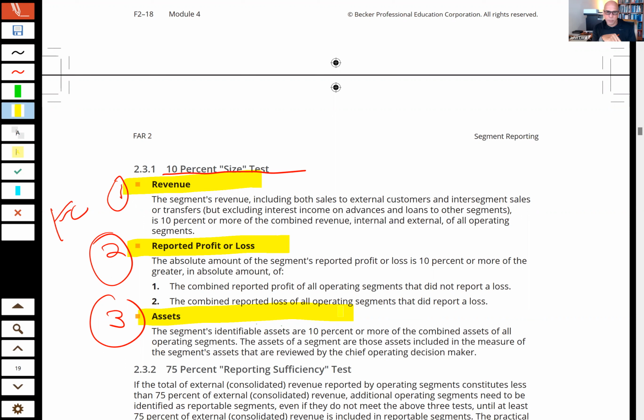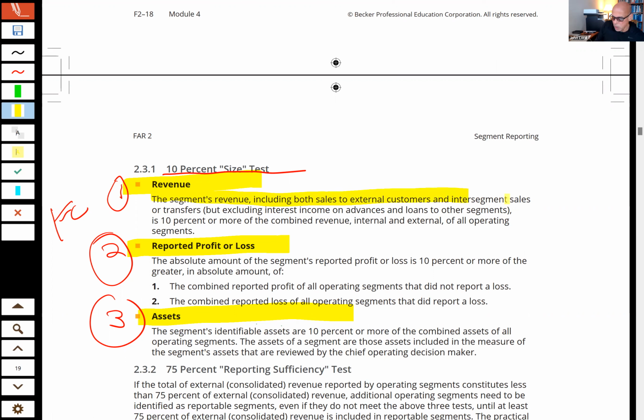So if they don't meet it for revenue, then we would go to profit or loss. If they don't meet it for profit or loss, then we'd go to assets. So they don't have to pass all 3. Any one, and you check it. You check a segment for each of these to see if it's large enough that it would have to be reported as a segment.